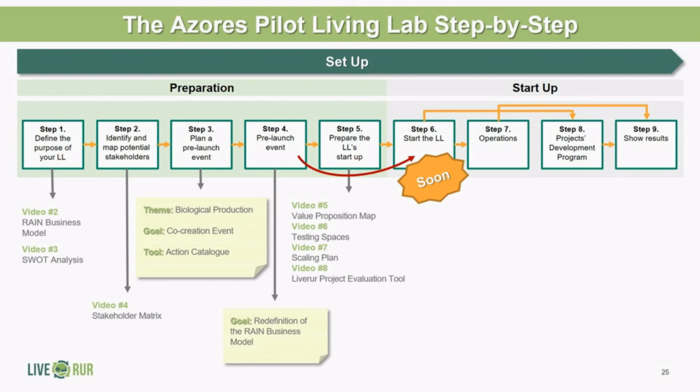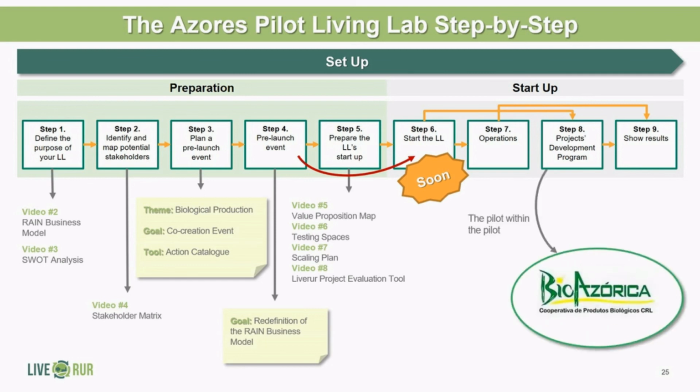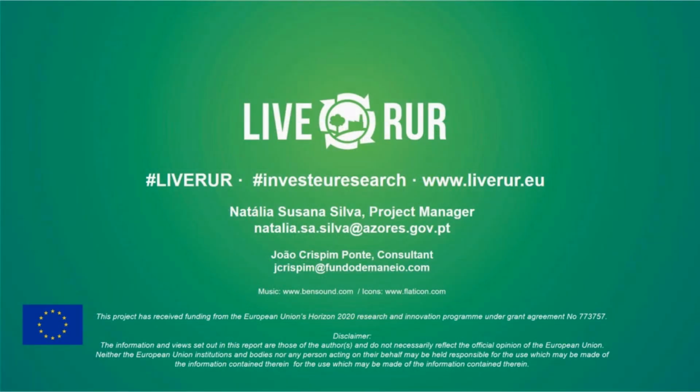One very interesting aspect is that there will be a pilot within the pilot. BioAzorica is a cooperative that aims to encourage the production and consumption of organic products. Therefore, in the Azores Pilot Living Lab, the first project will be aimed at the development of biological production systems and procedures. Starting off with a specific project is a great way of optimizing resources and keeping the focus on the ultimate goal. And this is it.